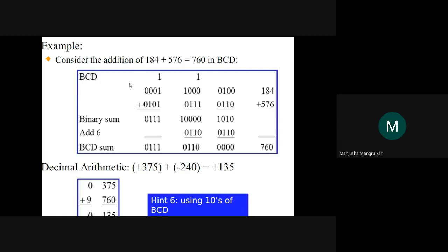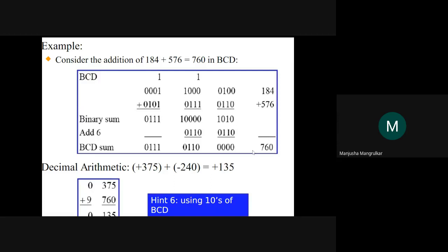Now see one more example. Suppose you are considering the addition of 184 plus 576 BCD numbers. Your result will be 760, right? 6 plus 4 is 10, so 0 and 1 will carry. Then 8 plus 7 is 15 and 1 carry makes 16, so 6 is here and 1 will carry. 1 plus 1 is 2, 2 plus 5 is 7. So 760.